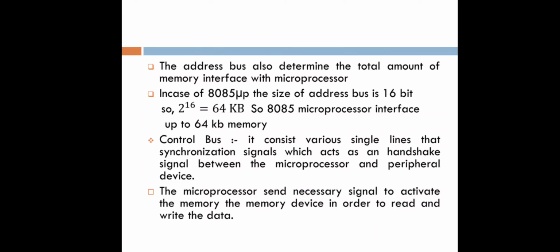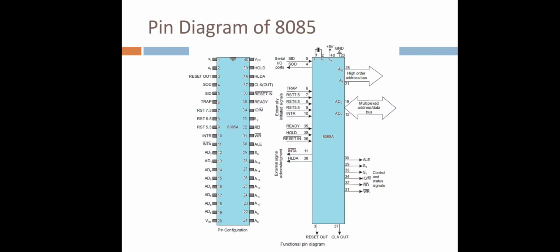Control bus. It consists of various signal lines, synchronization signals, which act as handshake signals between the microprocessor and peripheral device. The microprocessor sends the necessary signals to activate the memory and the memory device in order to read and write the data.